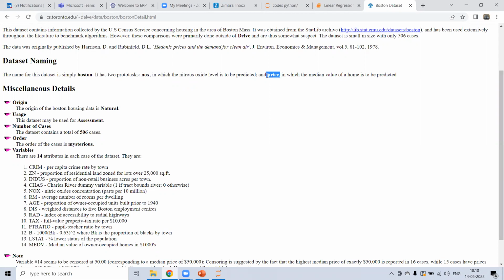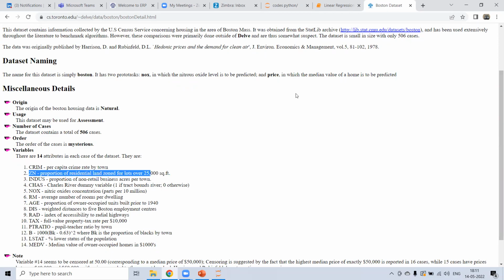The last variable, which I have written as price, is the median value of the home to be predicted. So that is the price, and the rest are the X variables. What does crim mean? Per capita crime rate by town, wherever that particular place is. Zn is the proportion of residential land.